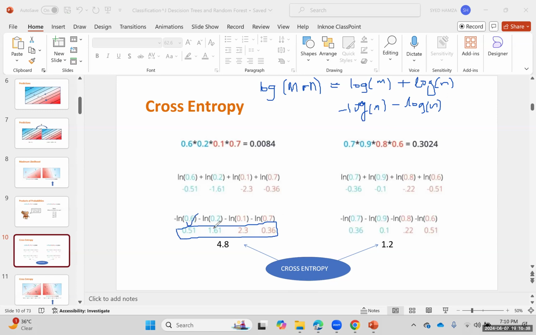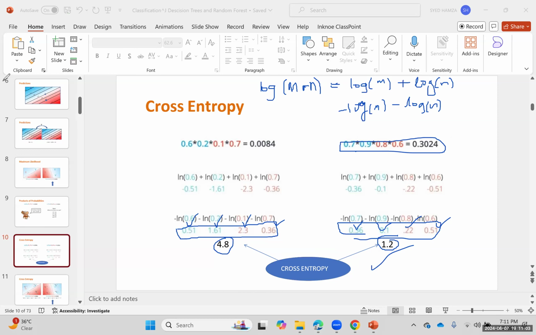So this is the error in the first one, error in the second, error in the third, error in the fourth. You add them together, you get 4.8. On the other hand, if you do the same thing, error in one, error in two, error in three, error in four, the total error comes to be 1.2. Now this means the cross entropy of the second is better. This one is better than this one.